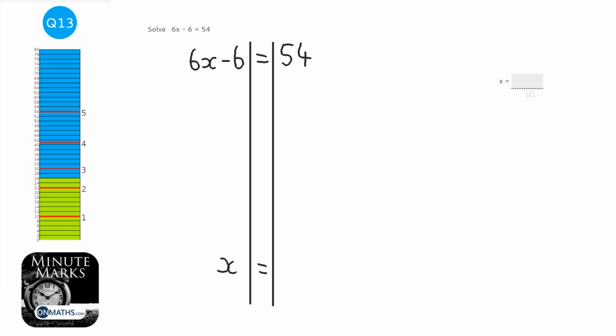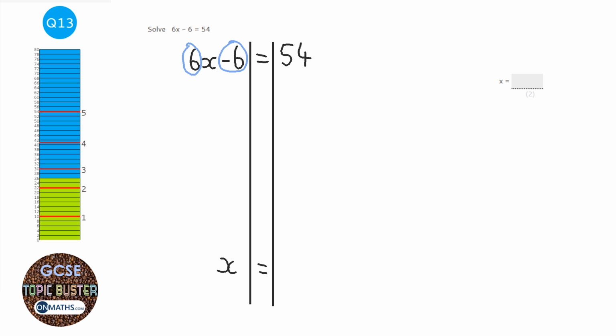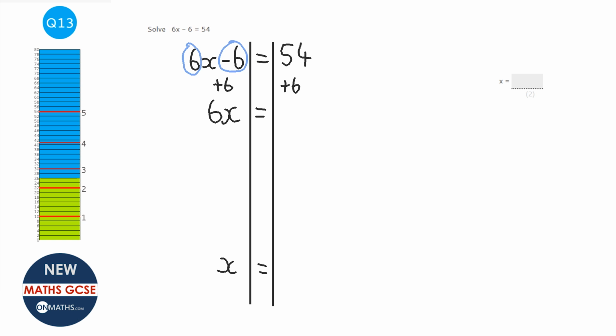So looking at the left hand side, we need to get rid of this 6 here and the takeaway 6 there. Now we must remove the plus or the minus first, as long as it's not trapped in a bracket or a fraction. So we're going to get rid of the minus 6. To do that, we need to do the opposite of it. So we need to add 6 to both sides. So we're going to end up with 6x on the left hand side, because we've got rid of the minus 6. And we're going to add 6 to that to make 60.